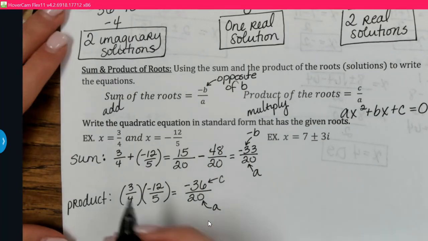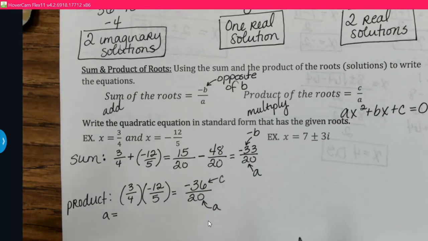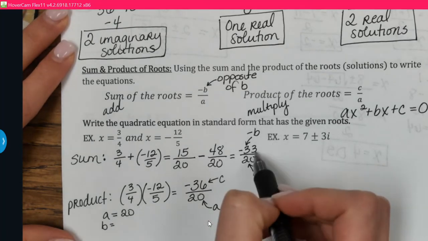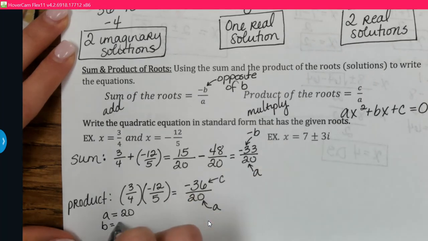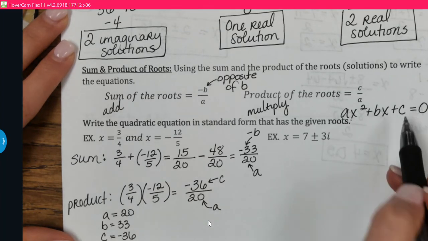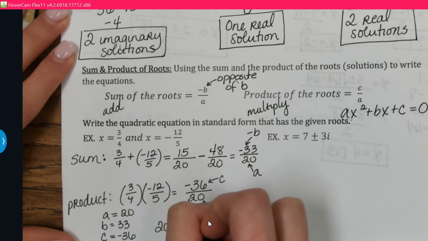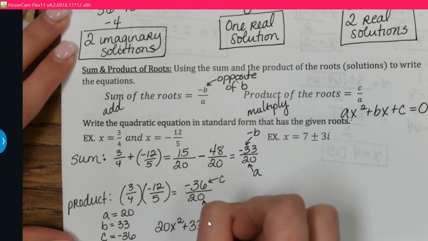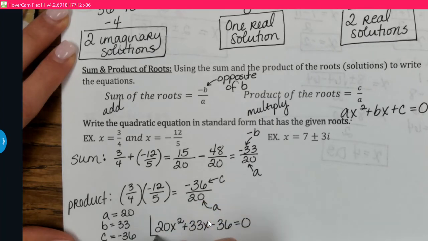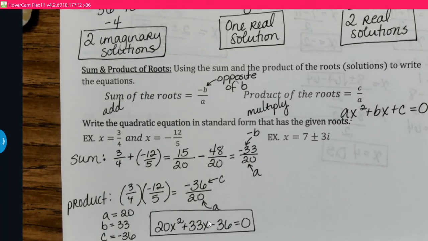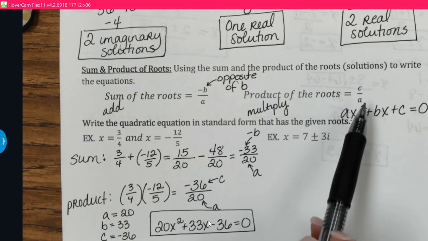Okay, so if you need to see it listed out, you don't have to write it, but if you need to, a is 20, b, remember negative 33 was the opposite of b, so it's really a positive 33, and c is a negative 36. So then I just plug that into my standard form. So I should have 20x squared plus 33x minus 36 equals 0. You're going to have to know what those are, though, because I'm not going to have that on the test.